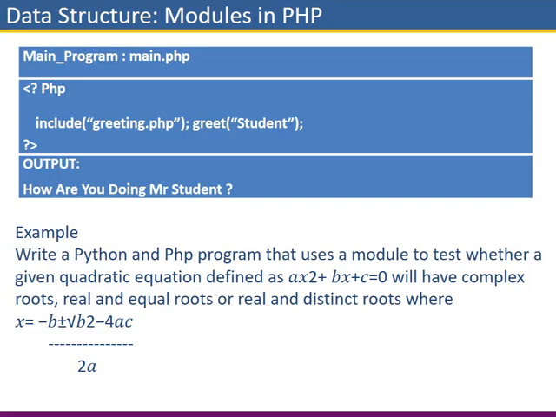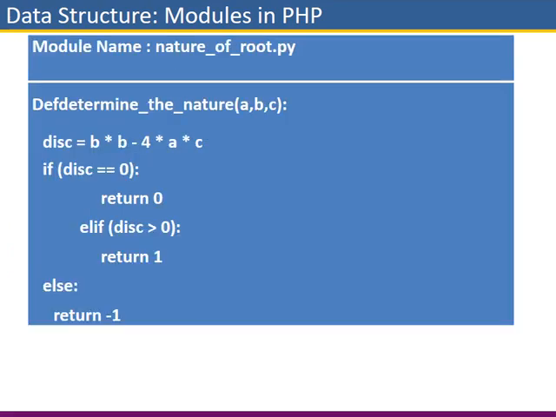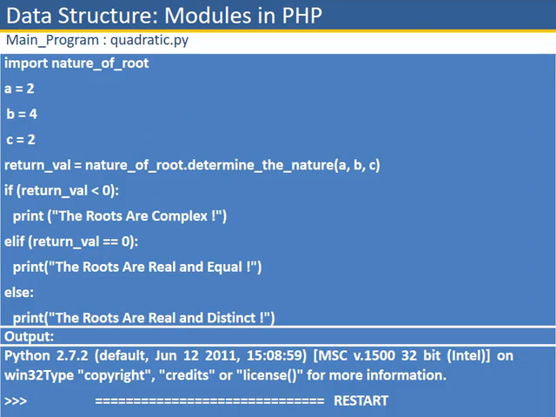So let's see the solution. Our first program file is the module. We reuse it in another program by calling it inside the main program: import nature_of_root, and we have the values a equal to 2, b equal to 4, c equal to 2. We return the value by calling nature_of_root dot notation, determine the nature of the root, with the values a, b, c.